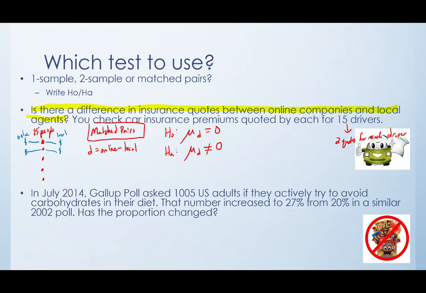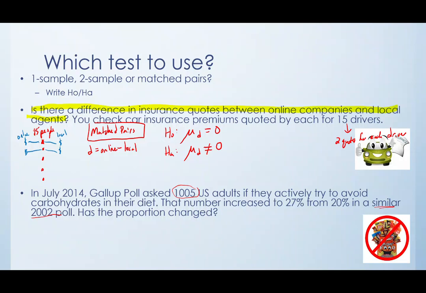All right, so we got another one. Here, July 2014, Gallup poll asked 1,005 adults if they actively try to avoid carbs in their diet. That number increased to 27% from 20% in a 2002 poll. Okay, so we're saying our 2 sample proportions are different. Is that evidence that the population proportions have changed? Okay, so we have 2 samples, right? So this one's a little tricky because it only gives you the 1 sample size for the 2014. It does say a similar poll in 2002, so probably we can assume the same sample size if we needed to actually carry out this hypothesis test, right?